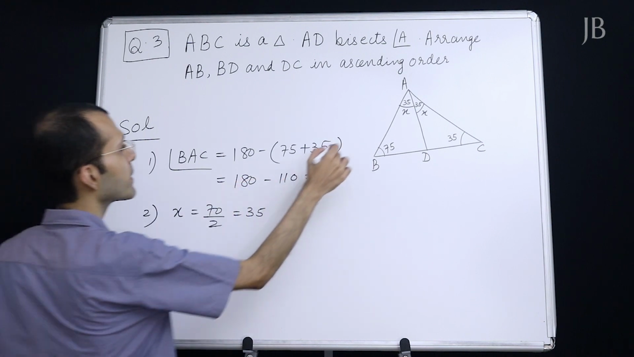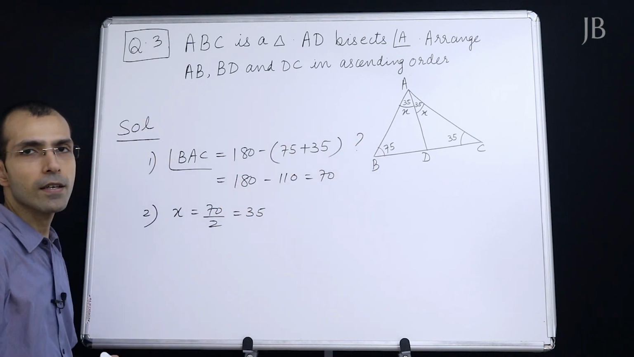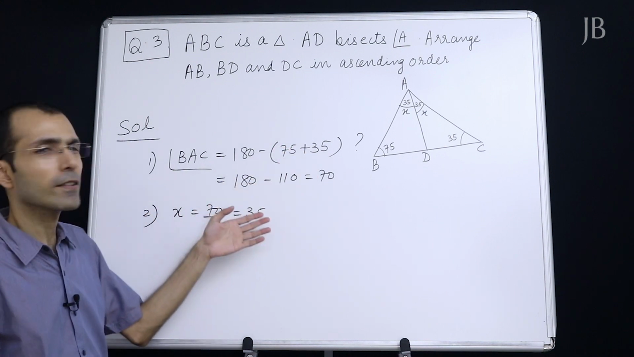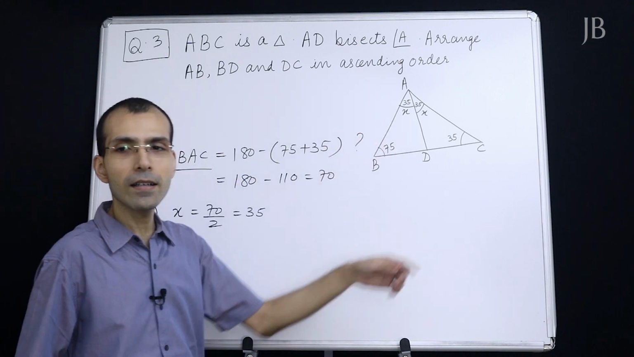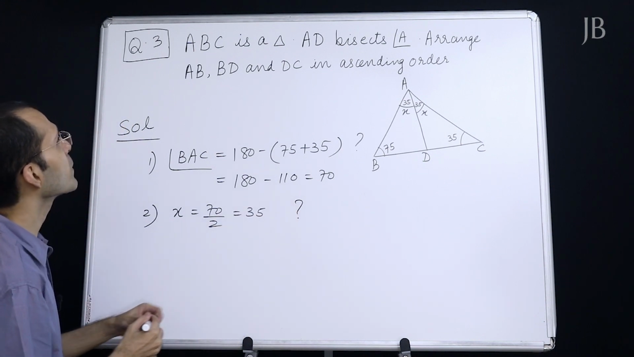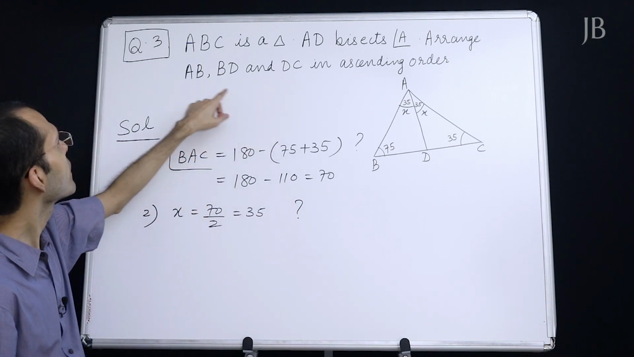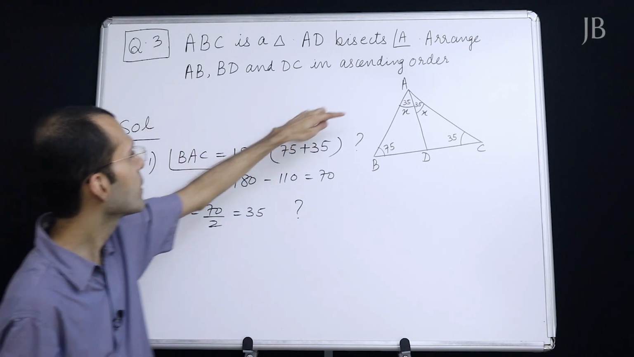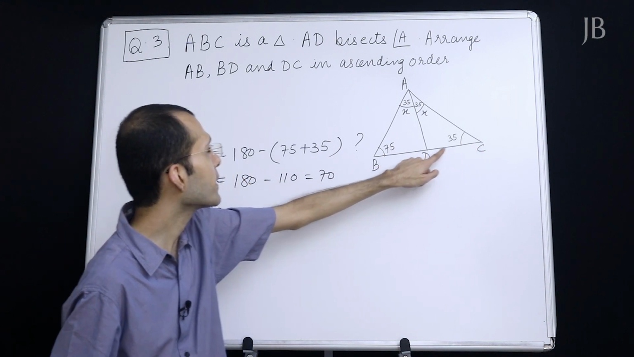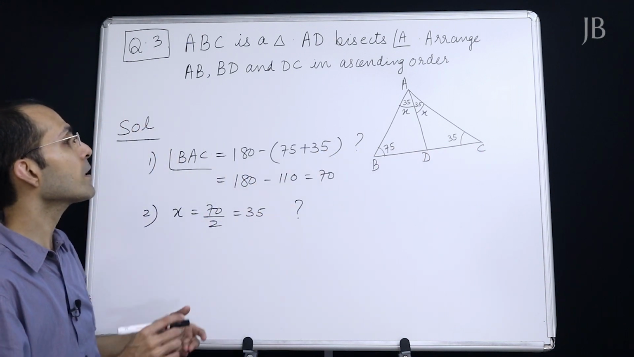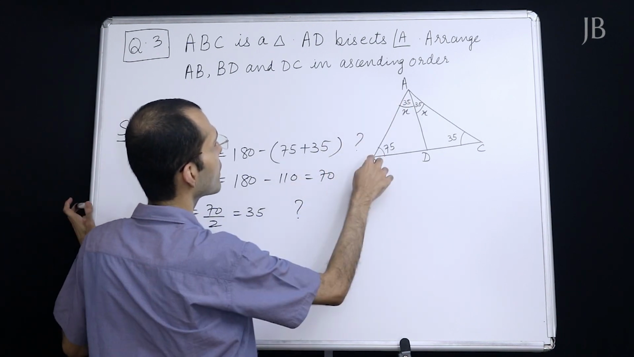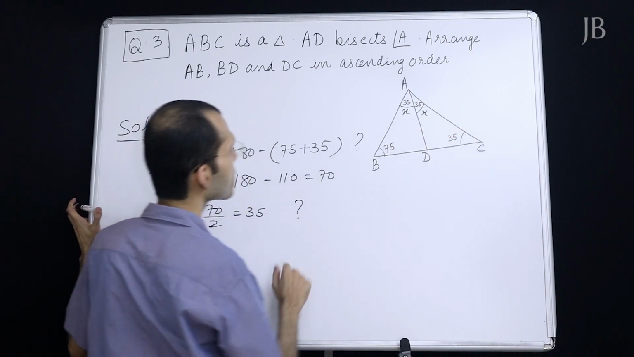Here we will have to write the reason. I am not writing it here. What is the reason? Sum of the angles of a triangle is 180. This is a small reason. You can write it. AD is the angle bisector. Fine. Now what do we want to do? We have found the angles. You have to write AB, BD and DC in an ascending order. So from small to big, AB, BD and DC.